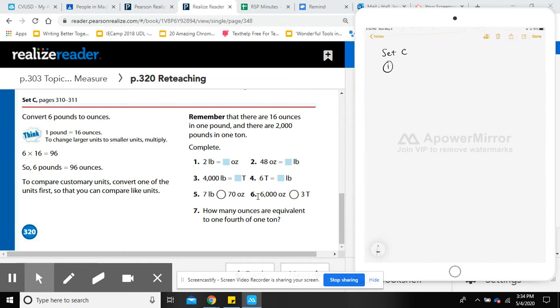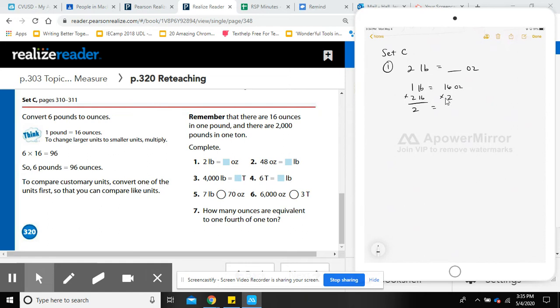So number 1, 2 pounds. The abbreviation for pounds is LB. Don't ask me why, it's kind of a silly one. So 2 pounds is equal to how many ounces? Here it tells us, remember that there are 16 ounces in 1 pound. So 1 pound is equal to 16 ounces. But we need to get to 2 pounds to find the equivalent. What we do to this side, we have to do to this side.